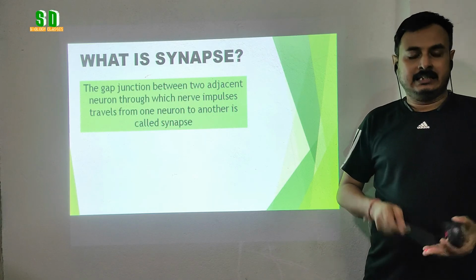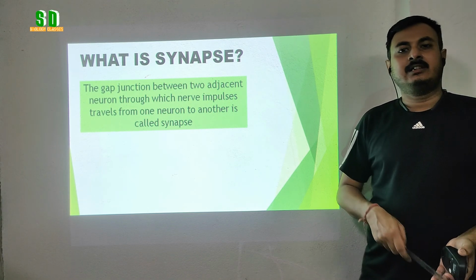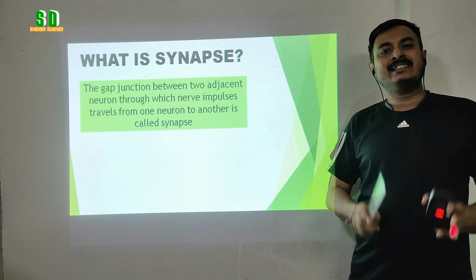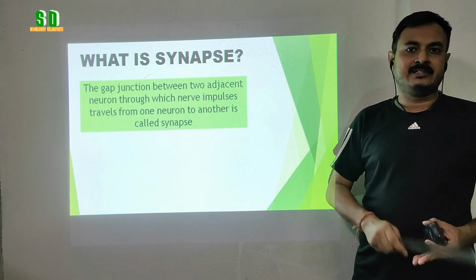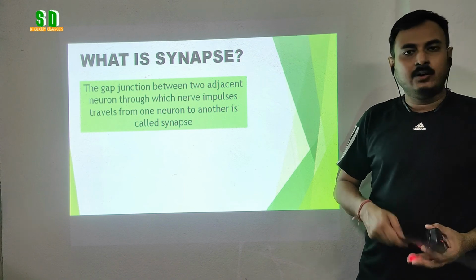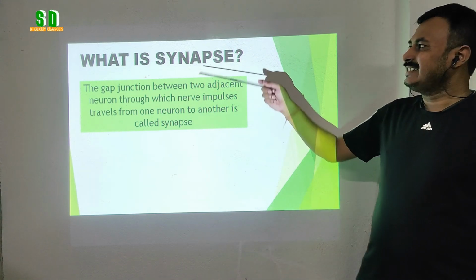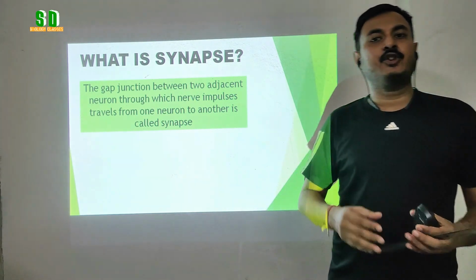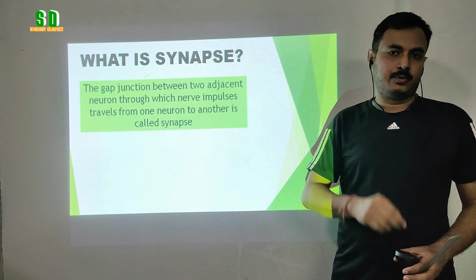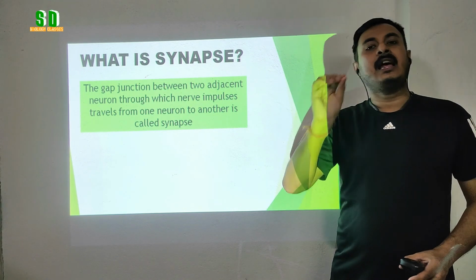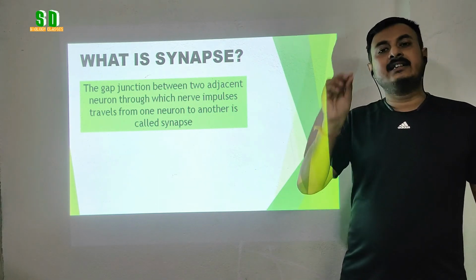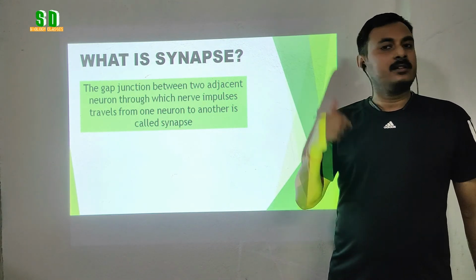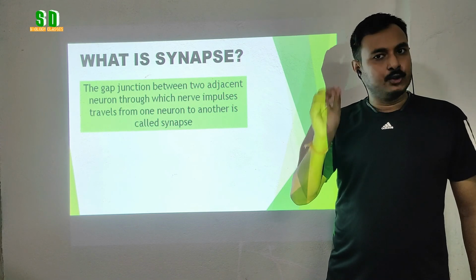So we have learned the physical coordination, the chemical coordination, the control and coordination, as well as the basic structure of neuron or nerve cells, the unit of nervous system. Now we will learn what is synapse. As already you have seen the structure of neuron, at the end of each axon terminal, you saw that there are some knob-like structures. Those knob-like structures were termed as synaptic knob.